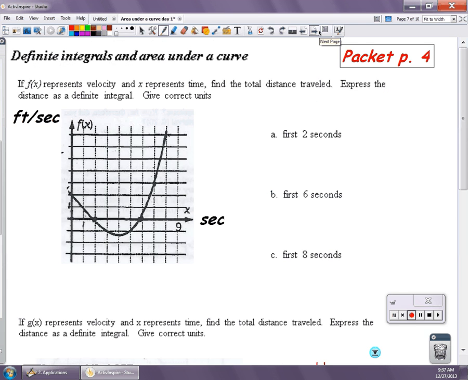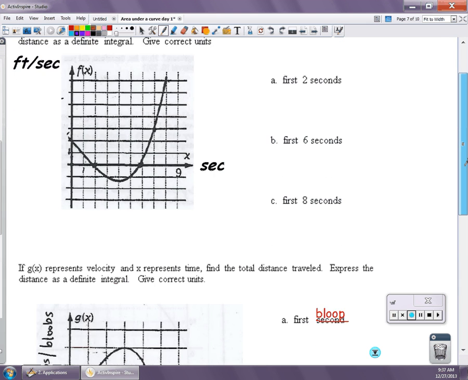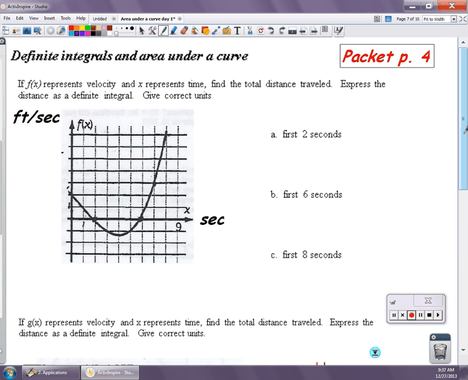Now, for your homework, you're going to be doing the same sort of thing. Now, I do want to start you off on this next problem. And this is where that whole idea of net area that we talked about earlier comes into play. We have a graph. F of x represents velocity and x represents time. Find the total distance traveled. Now, you have to look at what's being asked here.